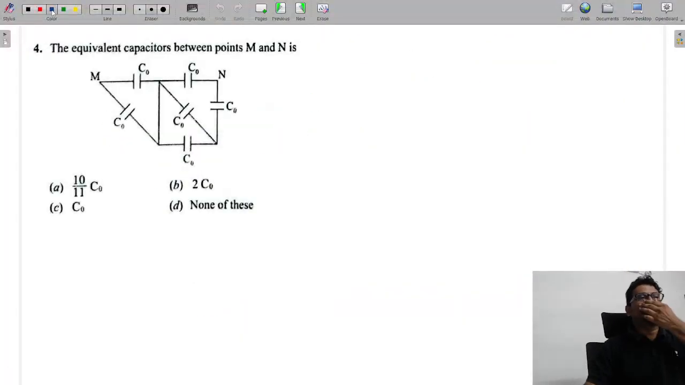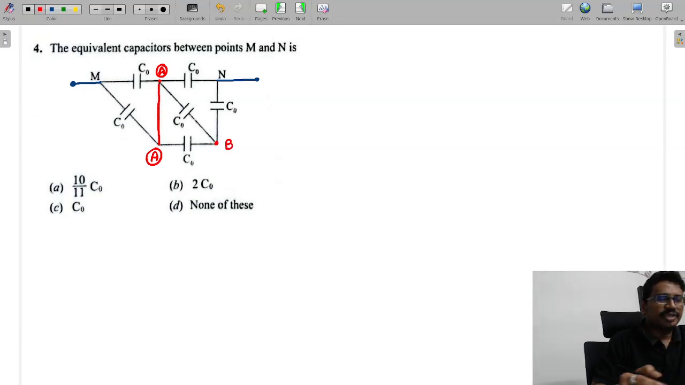Next, see the next problem. The equivalent capacitance between M and N. We need to find the equivalent capacitance between M and N. See this one, terminals we have taken. So meanwhile we'll give some terminals here. Let us redraw the circuit in these cases. So let us call this A. In between this and this there is no element, so this is also A only. And this junction I am calling B.